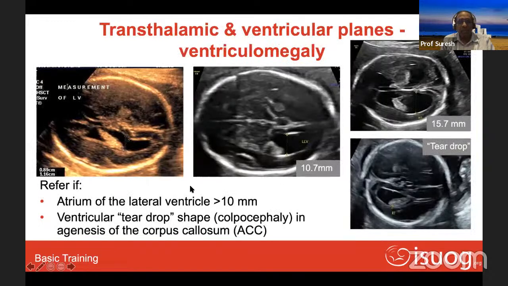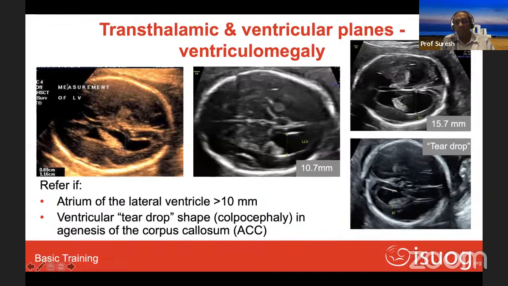Then we go to the transthalamic and ventricular planes, where we'd like to look at ventriculomegaly. Now, the atrium of the lateral ventricle should be less than 10 millimeters. Here it is 10.7, which is mild ventriculomegaly. Here it is 15.7 millimeters, which is severe ventriculomegaly.